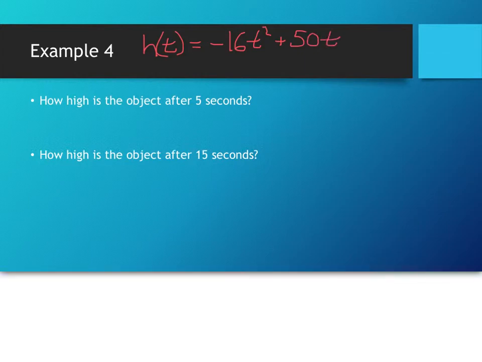And then it says, how high is our object after 5 seconds? Okay, so what you're going to do is you're going to plug in 5, because again, t is time here. And then it says, how high is the object after 15 seconds? So plug in 15 into the equation. All right? And you're going to get a height in feet here because everything is in feet per second, or feet per second squared. So I want you to do that. Plug in those things and see what you actually get.